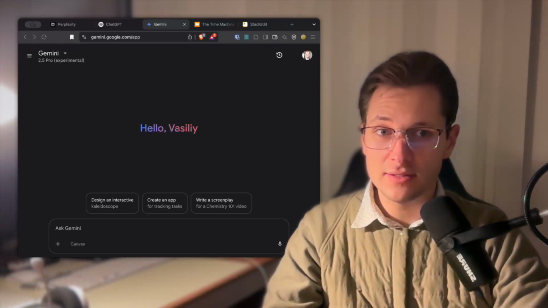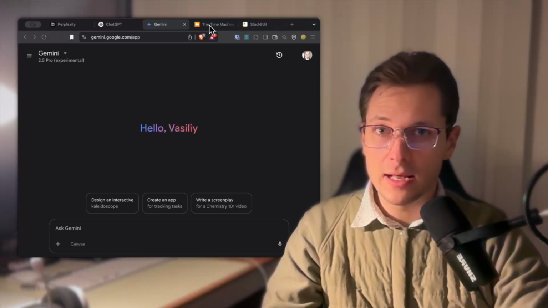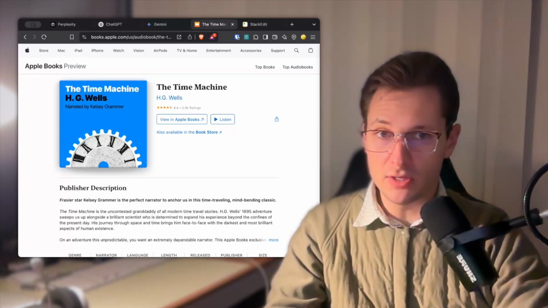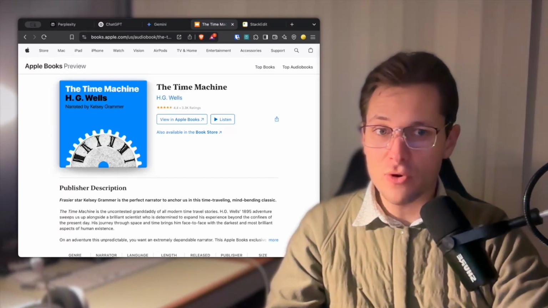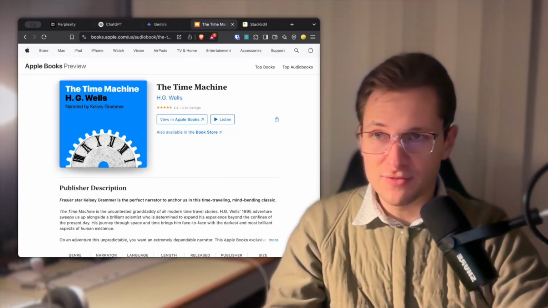So let's play with both of these models on the test, and we will compare by analyzing a classic novel, The Time Machine by H. G. Wells. I'm going to run the same prompt on both models. We'll look at how each of them performs, and then you decide which one delivers a better output.